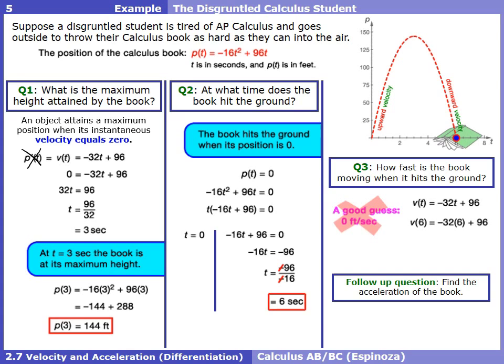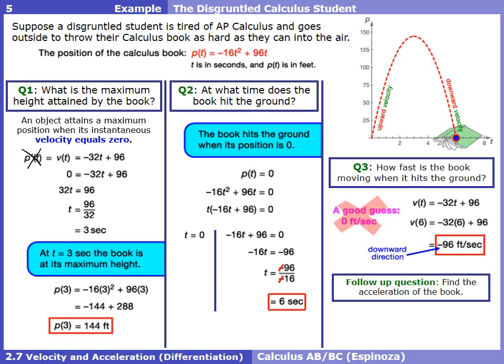So we're going to take our time of 6 and plug it into our velocity function, which will give us negative 96. The units are going to be feet per second. Why negative? Well, it's because the book is coming back down, which is a negative direction. So it's a downward direction, which makes our answer negative, and that kind of verifies that.